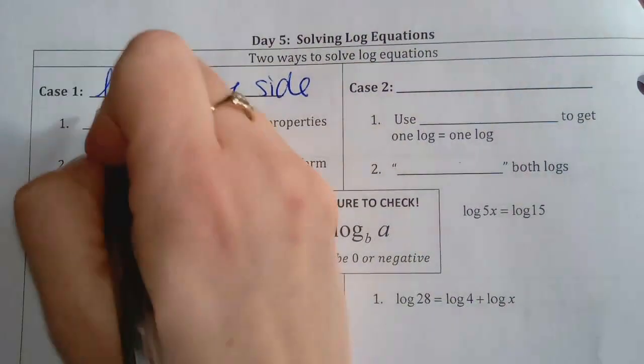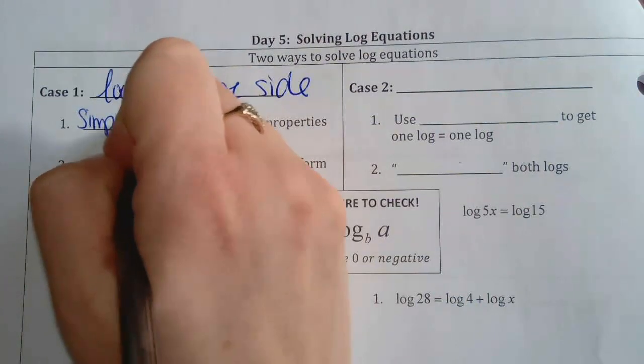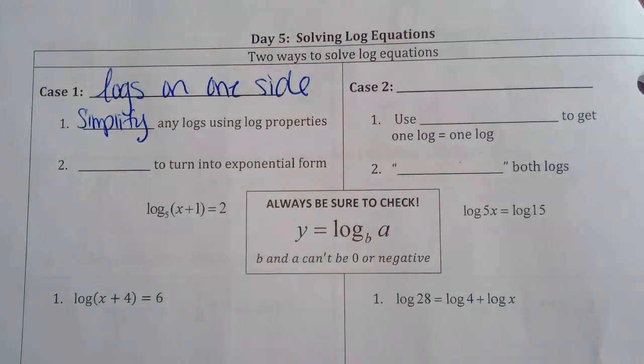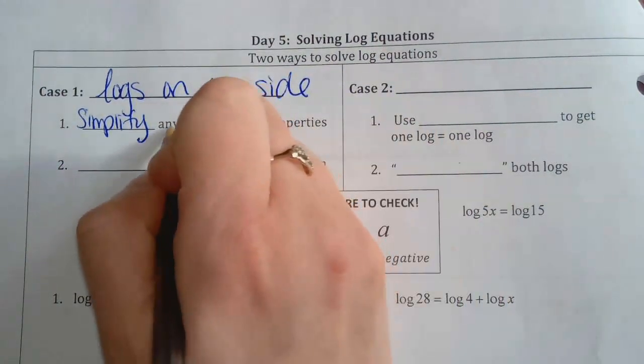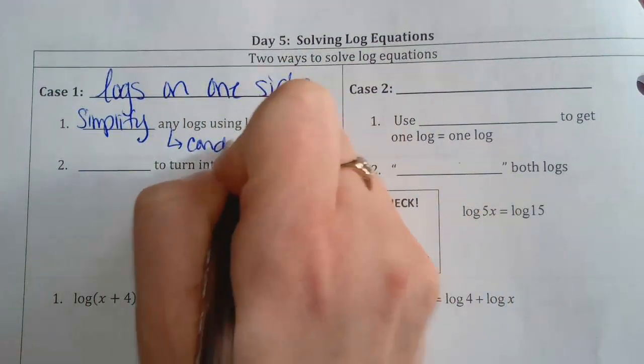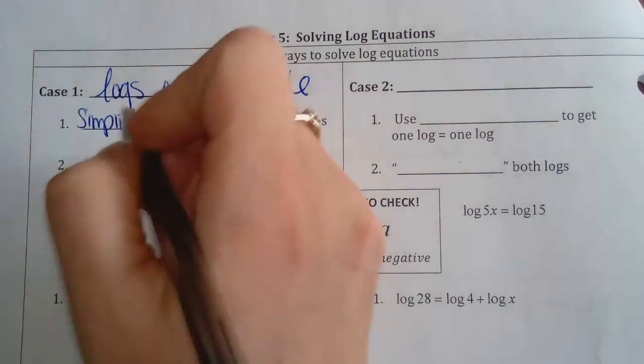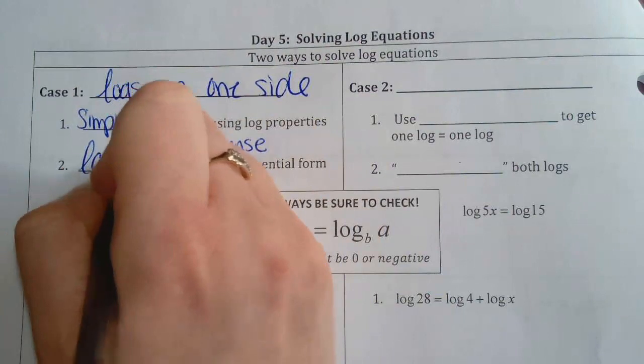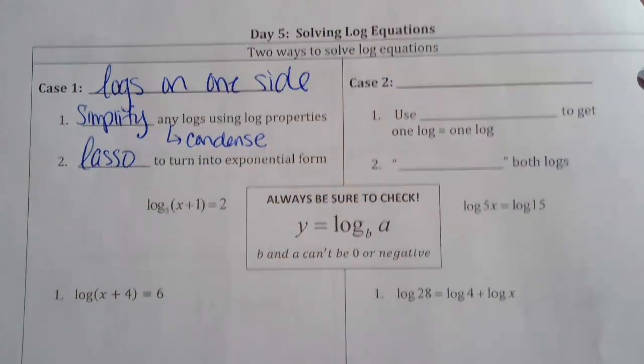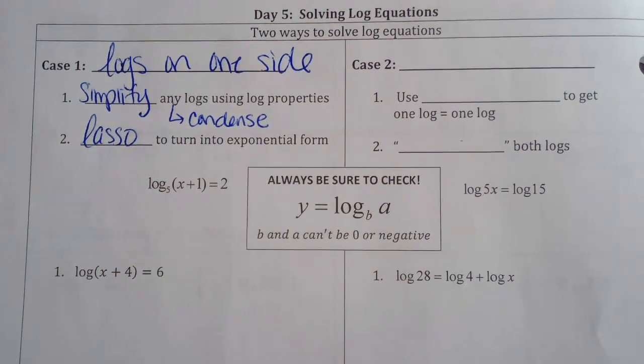the first thing you want to do is simplify by using your log properties. And when I say simplify, I mean condense. So we are trying to condense our logs to be a single log. Step 2, that's when we lasso. We can lasso a log. So we're going to lasso it and turn it into an exponent so that we can solve it.